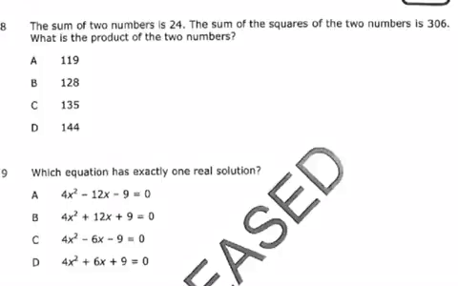All right, number 8. The sum of two numbers is 24. Sum means add. The sum of the squares of the two numbers is 306. What is the product of the two numbers?